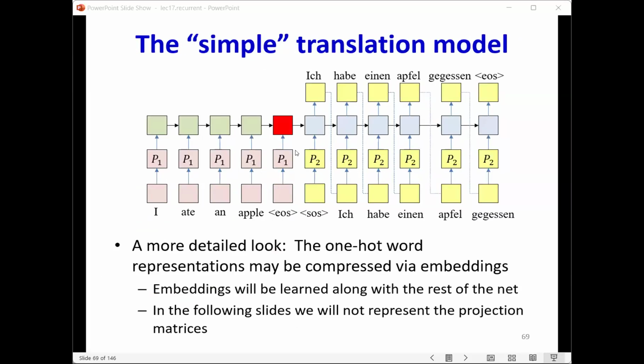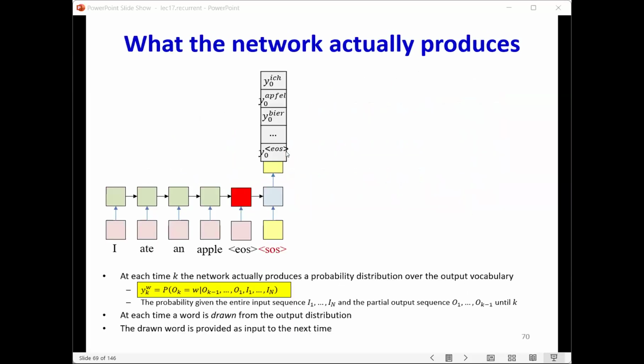So here now, what does the network actually produce? For that, observe. The input has been processed, and then you've given a start of sequence marker. It computes a probability distribution. What is this probability distribution? This is the probability distribution for the next word in the sequence, given everything that has come in so far, that is the input and the start of sequence marker. That's what this distribution is. Is that making sense?